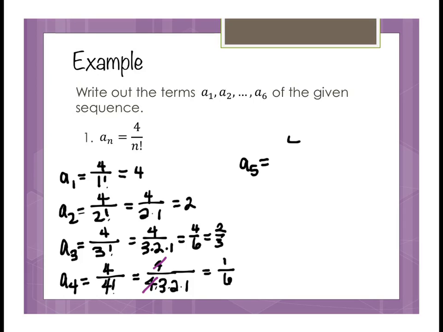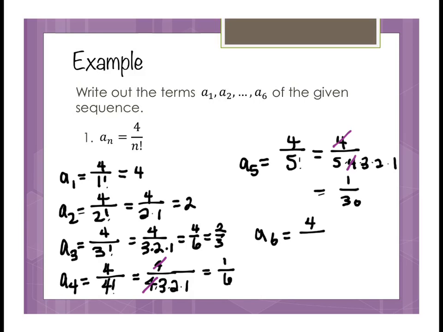A sub 5 now is 4 over 5 factorial. So we have 4 over 5 times 4 times 3 times 2 times 1. Nicely enough, from here on out, the 4 is going to cancel with the 4 that's already there, right? So I really am ending up with only the 3 times 2 times 1, which was the 6 I had before, times the new value 5 on this one. So this fraction ends up being 1 over 30. And then the last one that we're asked to find is a sub 6. So I have 4 over 6 factorial. And much like the last one, the 4 will cancel with the 4 before.